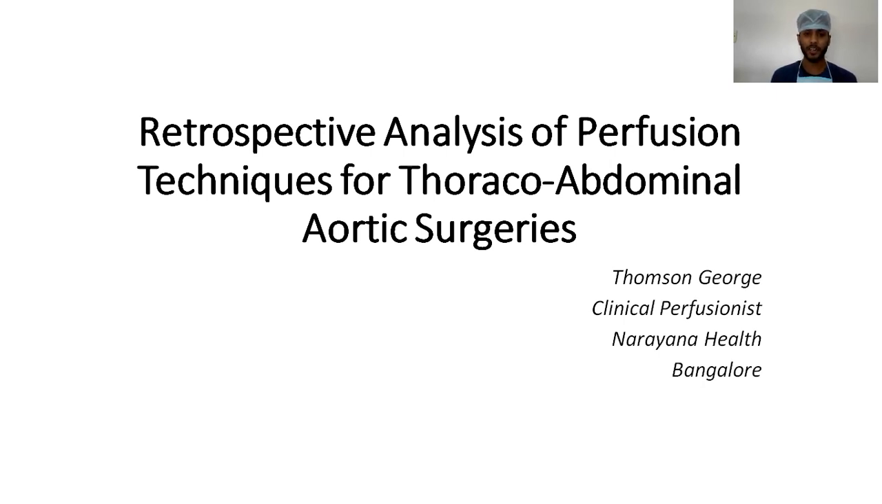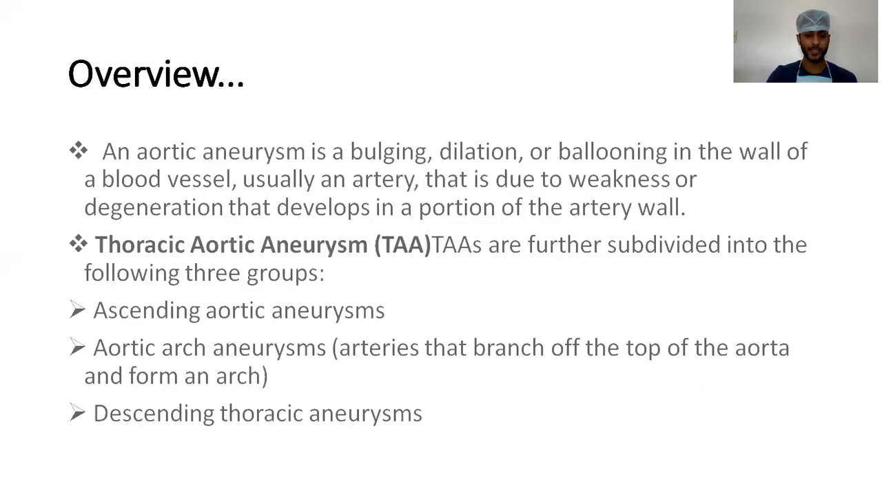Today I'm here to talk to you about the retrospective analysis of perfusion techniques for thoracoabdominal aortic surgeries. So, what is an aneurysm? An aortic aneurysm is a bulging, dilation, or ballooning in the wall of a blood vessel. Usually, it will be in an artery, and can be due to the weakness or degeneration that develops in a portion of an arterial wall.